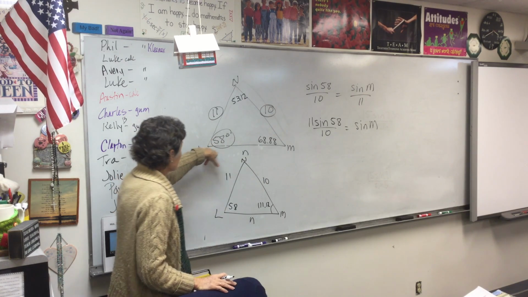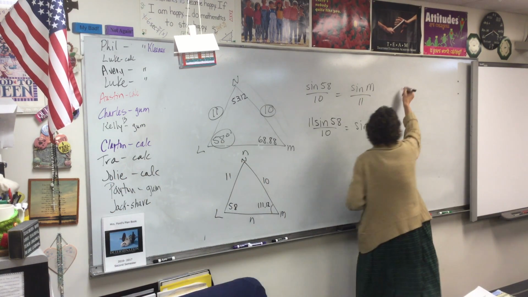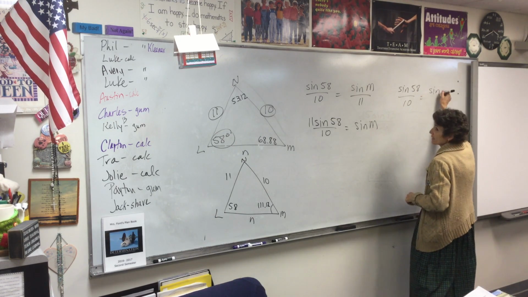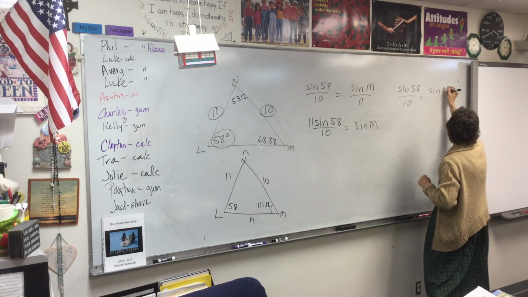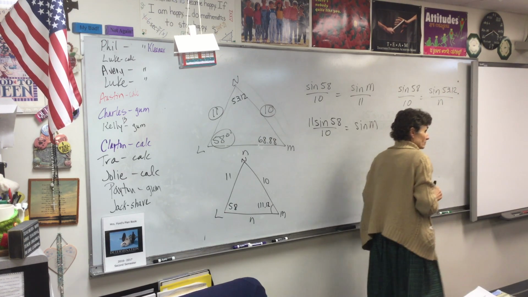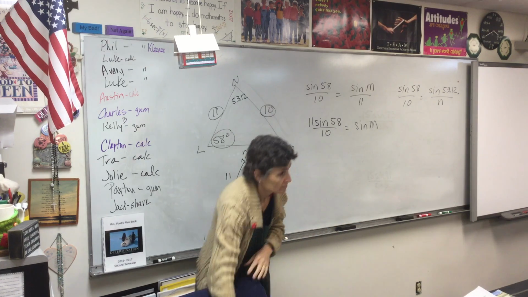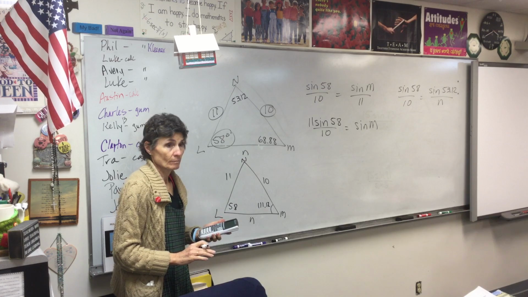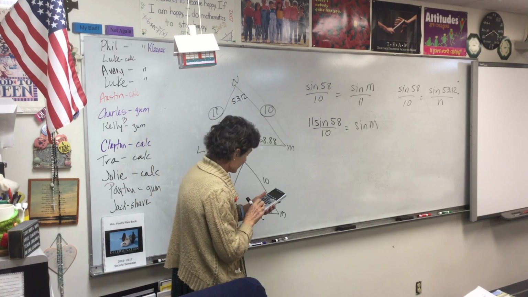Sine 58 over 10 equals sine 53.12 over N. Would you agree? All right, so let's cross multiply and solve.